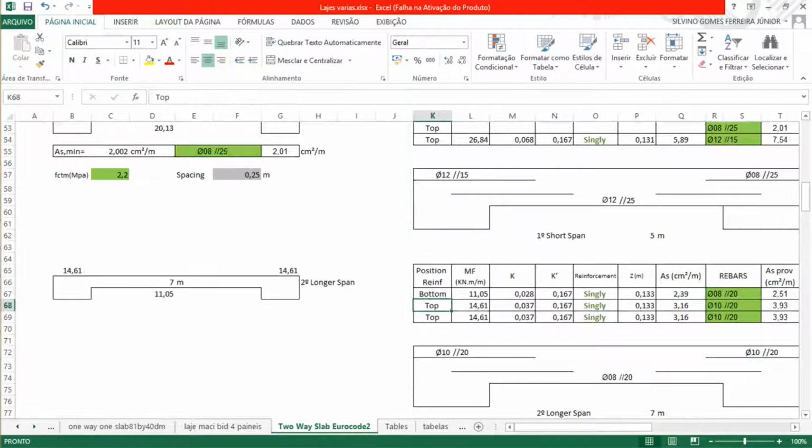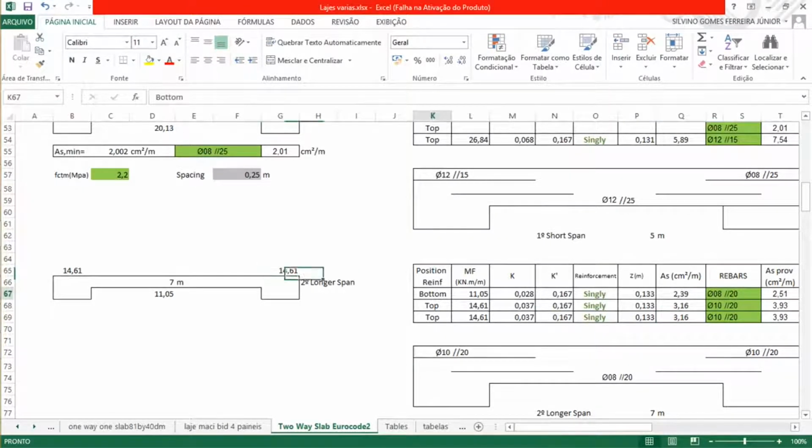On the top, these negative moments, 14.61. So the K by that expression will give us 0.037. K limit is this, single reinforcement. The lever arm will be calculated by this K. It will give us 3.16 square centimeters per meter. On the other side, the moment is the same, so the values will be the same. And main reinforcement the same here on the top.